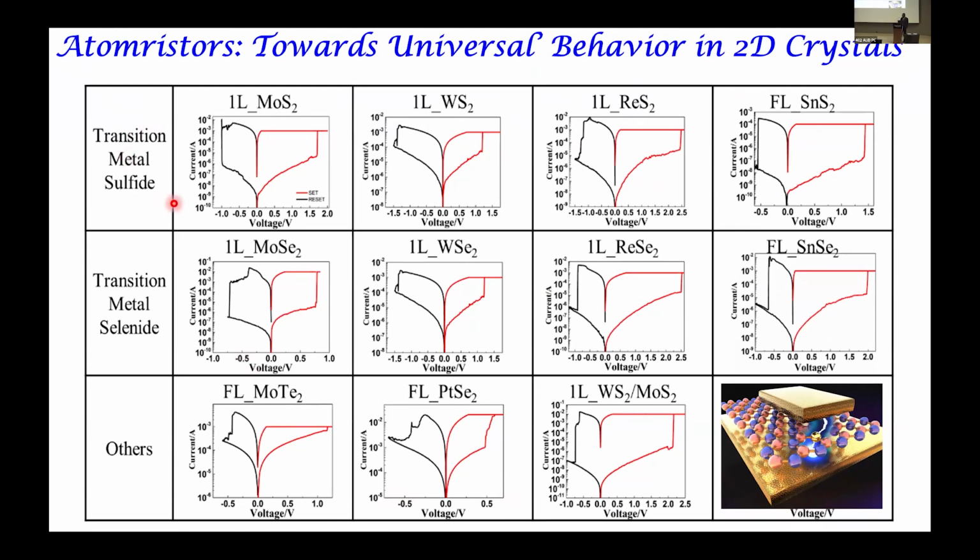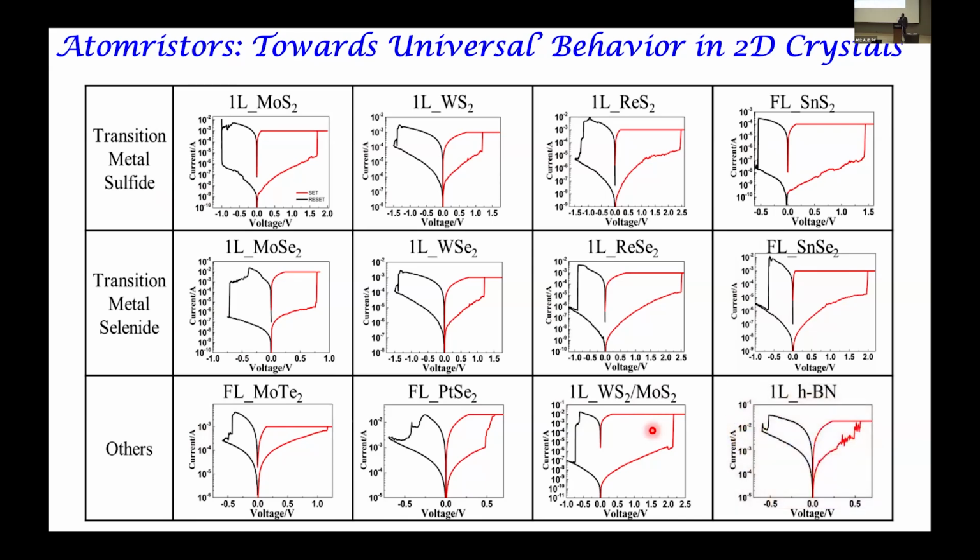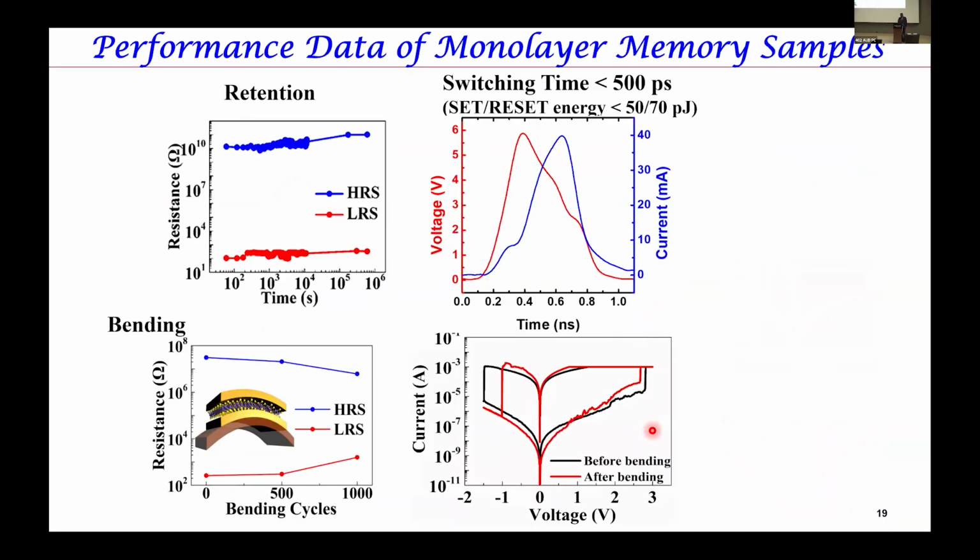All the metal sulfides we could find all show these memristor curves. Metal selenides all show the memristor curves. Tellurides, heterostructures, and the world record, which we're filing, for the thinnest memristor resistance change in the world, hexagonal boron nitride, just 0.3 nanometers thin. These materials, those who work in 2D materials know that these are very flexible materials.